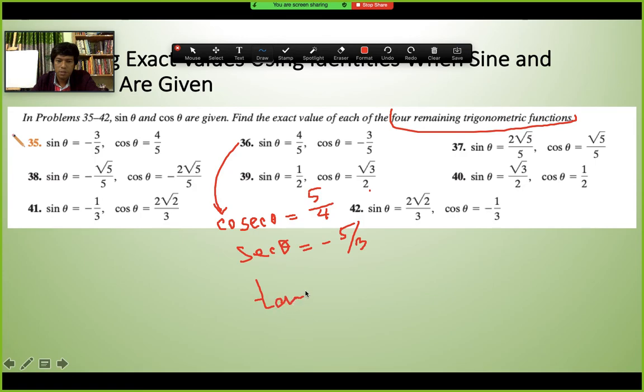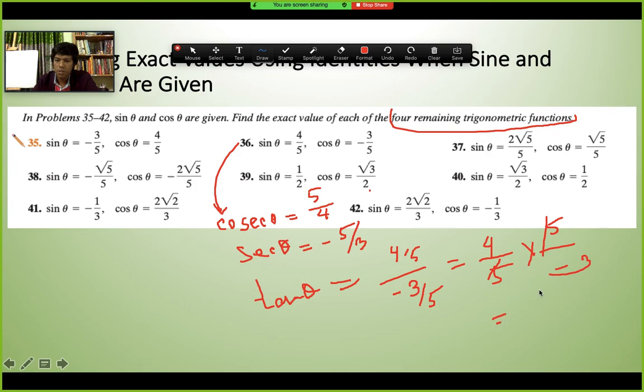So tan theta is, we can divide sin theta by cos theta, so it will be 4 divided by 5 divided by minus 3 divided by 5. So we can just write it 4 divided by 5 into 5 by minus 3, 5 cancel out, so our answer is 4 divided by 3, with the minus written just before the number. So this is the tan theta.